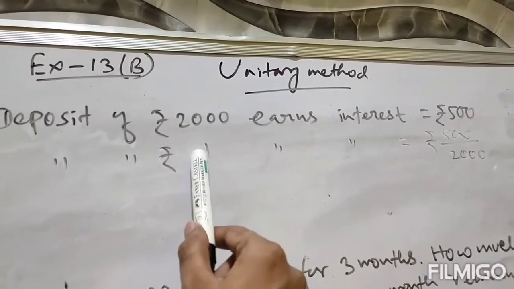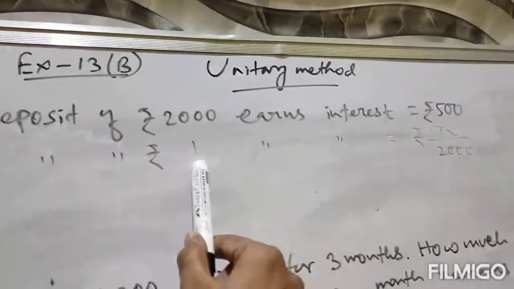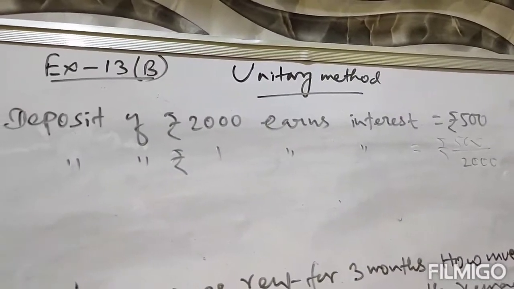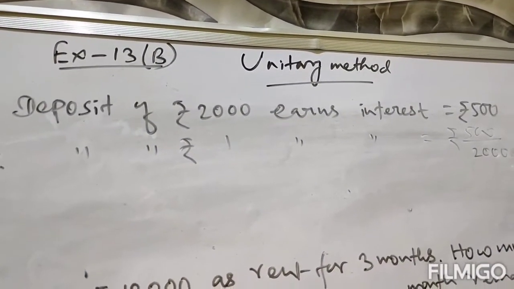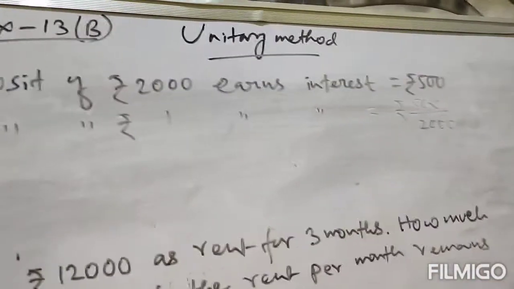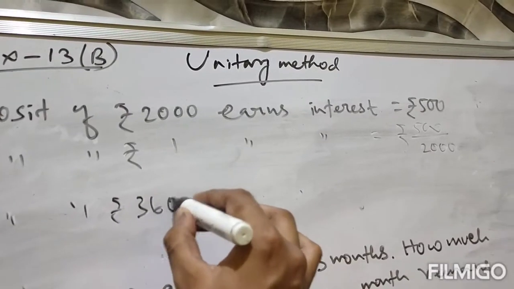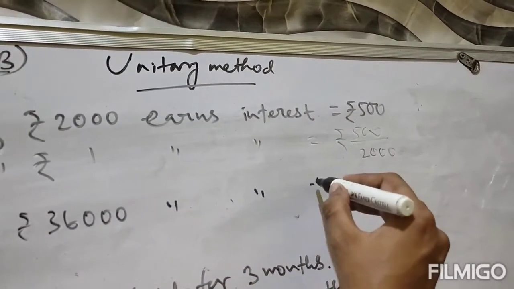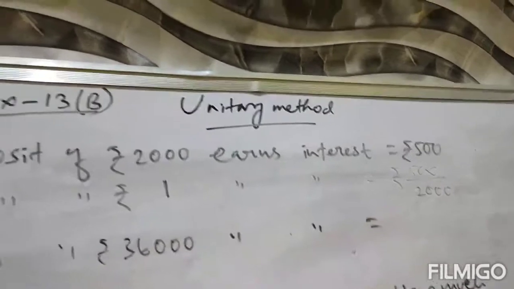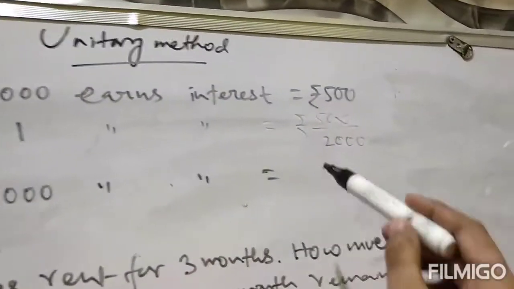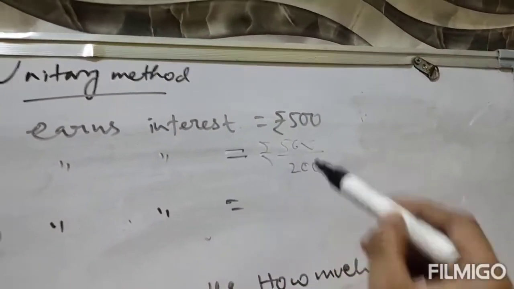Now see, initially if you deposit 2,000 rupees, it will earn interest of rupees 500. Now the deposit decreases from 2,000 to 1, so the interest will also decrease from 500, and decreases means divide. So I have divided by rupees 2,000. Now I will calculate for a deposit of rupees 36,000. A deposit of rupees 1 attracts interest of rupees 500 by 2,000.